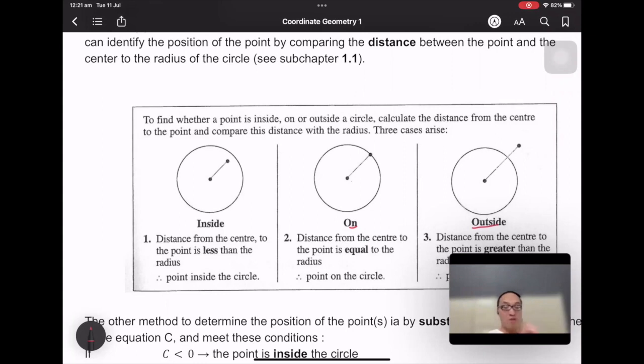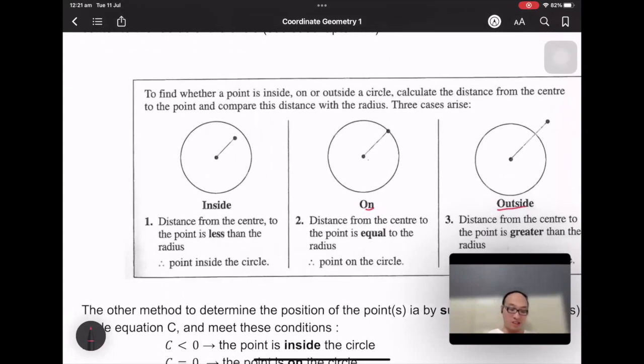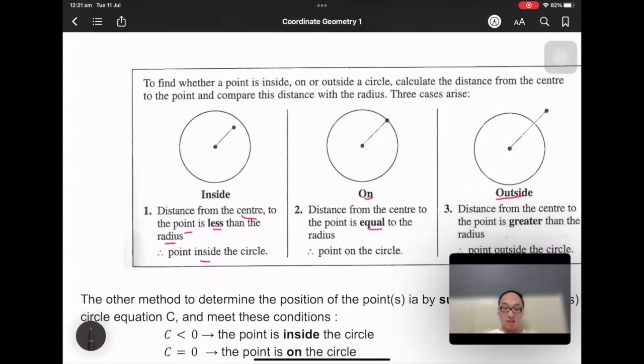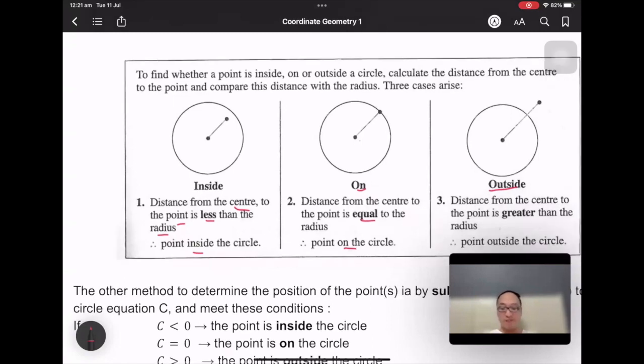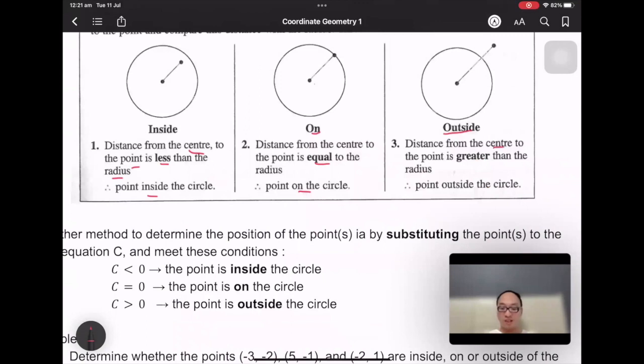How do we determine the position of the point? We can find by comparing the distance from the center to the point. If it's less than the radius, the point is inside the circle. If it's equal to the radius, the point is on the circle. And if the distance from the center to the point is greater than the radius, that means the point is outside the circle.